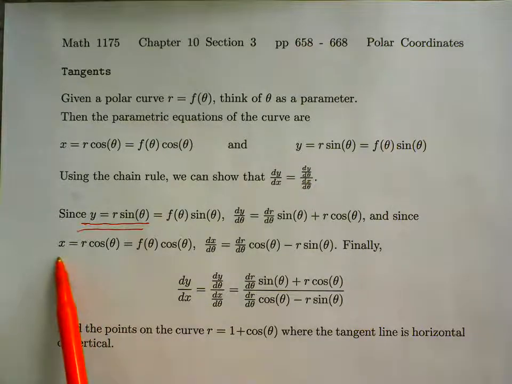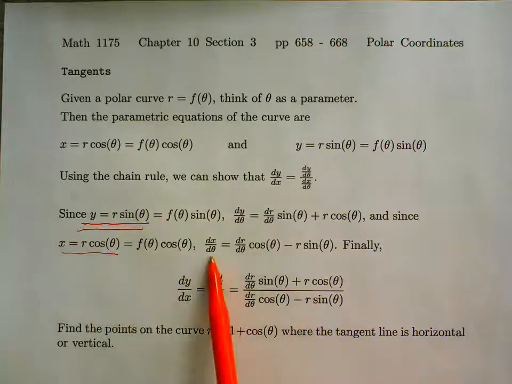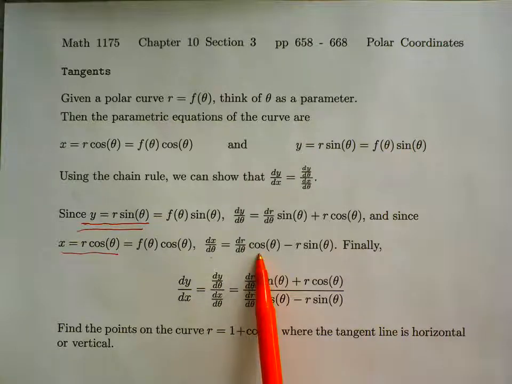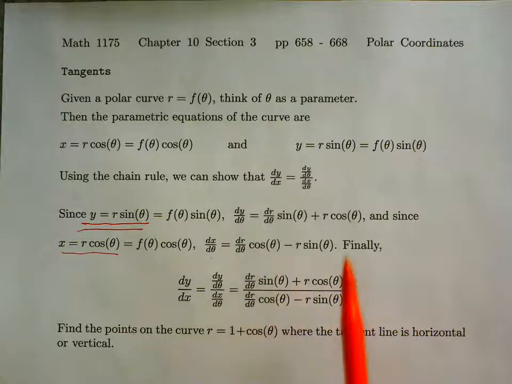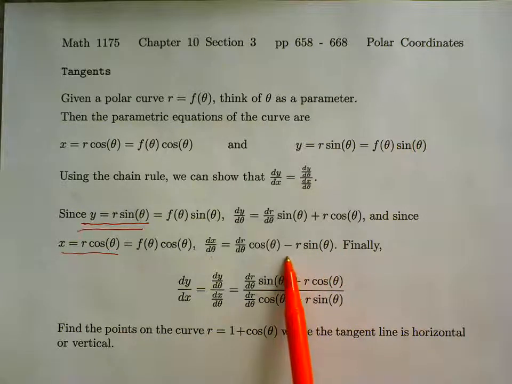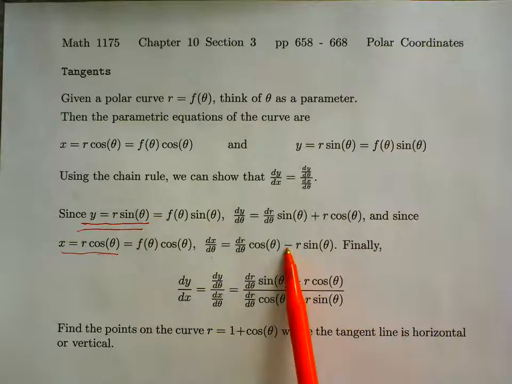And similarly, if x equals r cosine of theta, then the derivative of x with respect to theta, using the product rule again, is the derivative of r with respect to theta times cosine of theta. And then we add r times the derivative of cosine of theta. But since the derivative of cosine of theta is negative sine of theta, it appears as minus r times sine of theta.